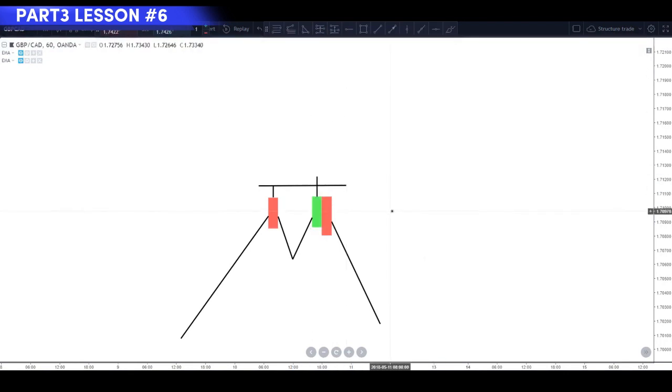So what we'd want to see is something like this. We would want to see this valid double top right here based on our double top rules. And then we would want our swing high candle of the second top to be followed by an engulfing candle. Or we would want something like this where the swing high candle of the second top is the engulfing candle.